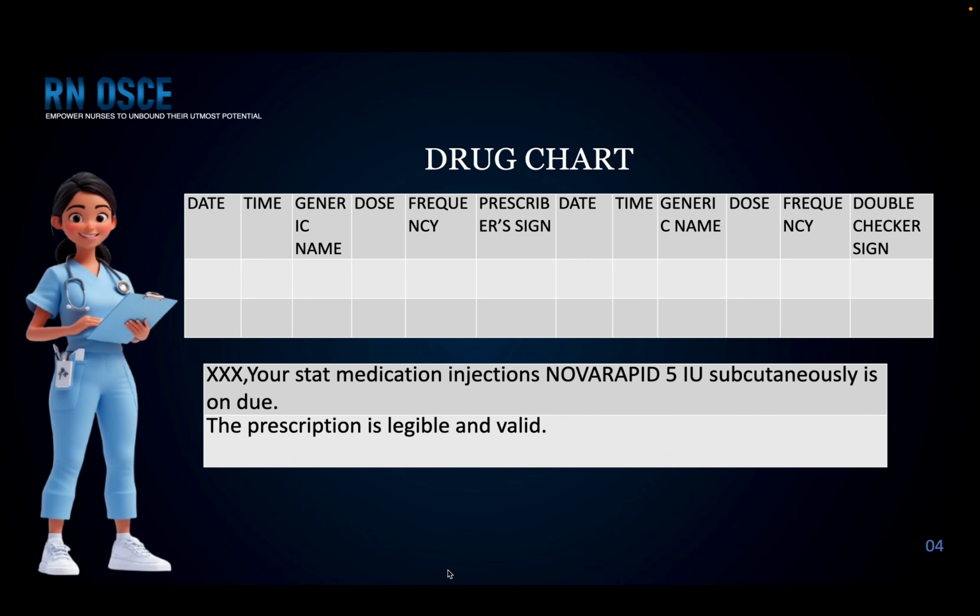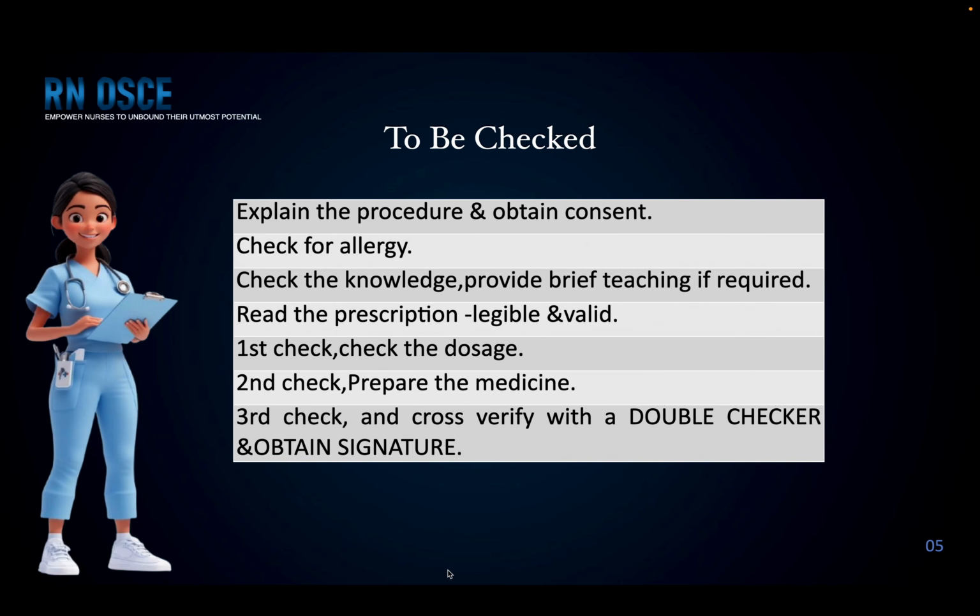You have to verbalize this. Always explain the procedure to the patient and ensure you obtain informed consent. Check for any known allergies and verify this against the patient file. Assess the patient's understanding of insulin, including its purpose and possible side effects. Confirm that the insulin prescription is legible, complete, and valid. Carry out 3 checks and follow the 5 rights of medication administration.